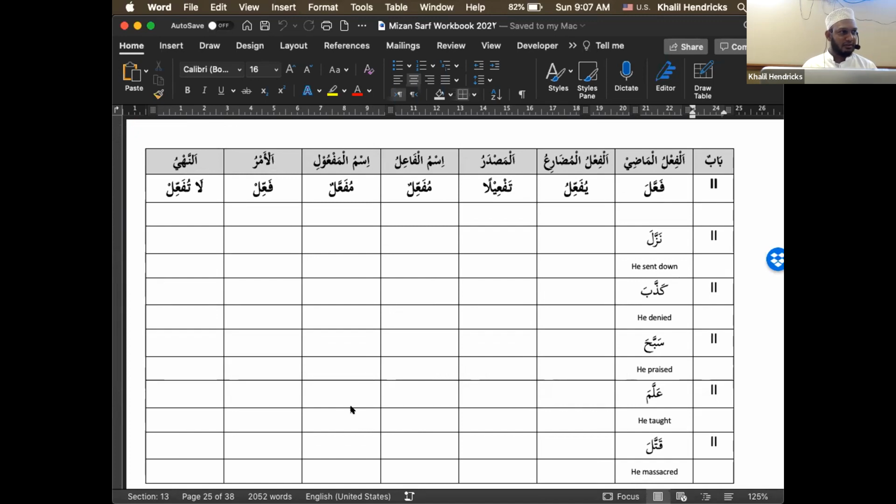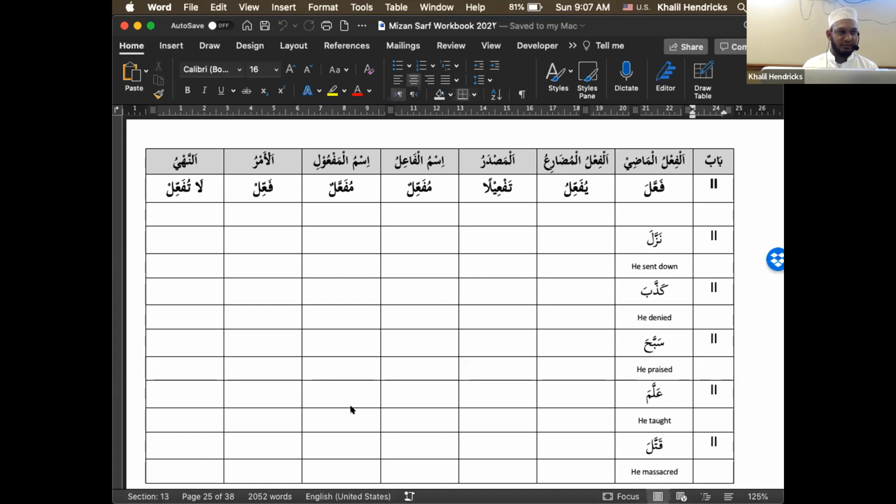Okay, so let's say the first three words together, inshallah. Fa'ala yufa'ilu taf'ilan. Again. As you're saying, try to memorize. Fa'ala yufa'ilu taf'ilan. If you are down there, you must be saying it in your own order too. So what are those three words?